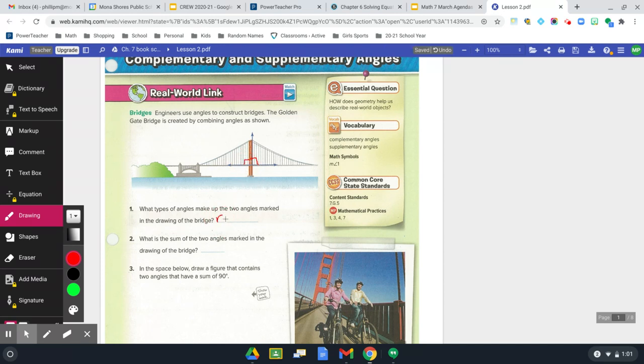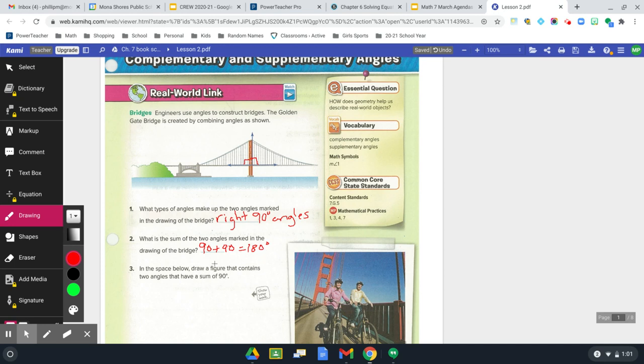90-degree angles. There's 2 of them there. So number 2, what is the sum of those 2 angles marked in the drawing on the bridge? Well, if we know they're 2 90-degree angles, it's 90 plus 90, which equals 180 degrees, right? So that's a straight line, the base of that bridge, that's being split into 2 90-degree angles, all together 180.